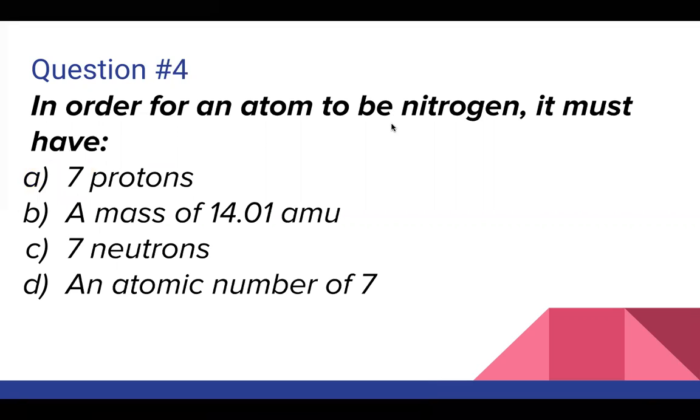In order for an atom to be nitrogen, it must have what? Well, really, what gives nitrogen its identity? It's going to be the number of protons. So that sounds right. The mass, well, you can have different isotopes of nitrogen, so that doesn't sound right. 7 neutrons, again, that will affect the mass. That'll give different isotopes of nitrogen, but that's not what makes nitrogen nitrogen. There's different elements that can also have 7 neutrons. But having an atomic number of 7, yes, that will make something nitrogen.